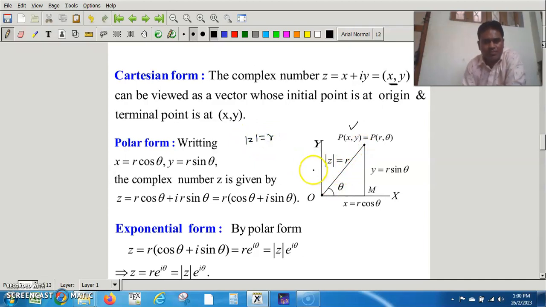Now suppose OP makes an angle theta with the x-axis. Then the projection of OP over the x-axis will be r cos theta. Similarly, we have drawn a perpendicular from P which meets the x-axis at L, so the projection of OP over PM will be r sin theta. So r sin theta is equal to y and r cos theta is equal to x.